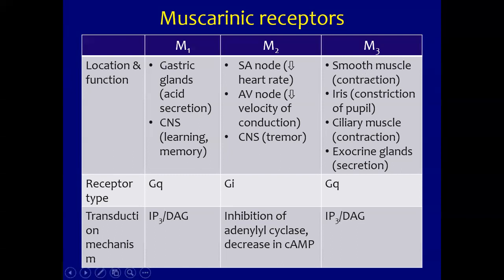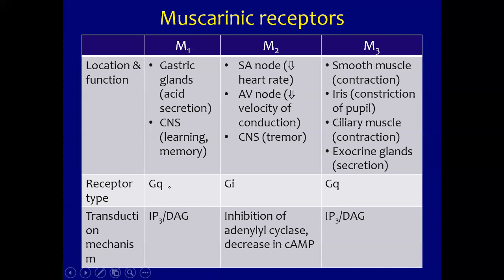And M3 receptors in smooth muscle: when smooth muscle is innervated by M3 receptors, there is a contraction. Also iris constriction of pupil, ciliary muscle contraction, and exocrine gland secretion. All these actions happen when M3 receptors are activated. Now, actually, I should have written this one in the first row because this is more relevant. Receptor type: all are G protein coupled receptors. I mentioned in the lecture of pharmacodynamics, yeah, G protein coupled receptors.